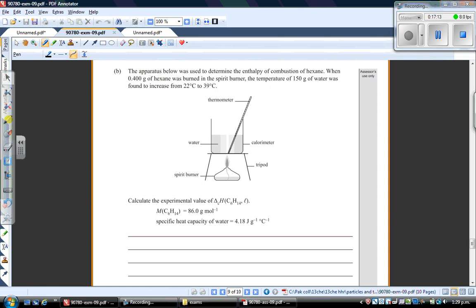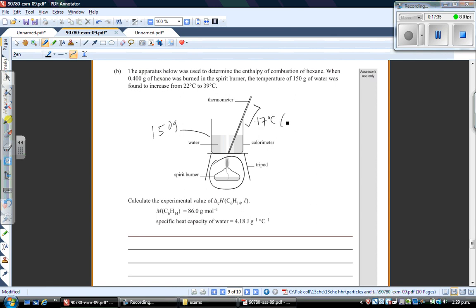Make sure I get my pen here. So that's a spirit burner. The temperature of 150 grams of water in here was found to increase from 22 degrees Celsius to 39 degrees Celsius. So the increase in temperature here was an increase of 17 degrees Celsius.